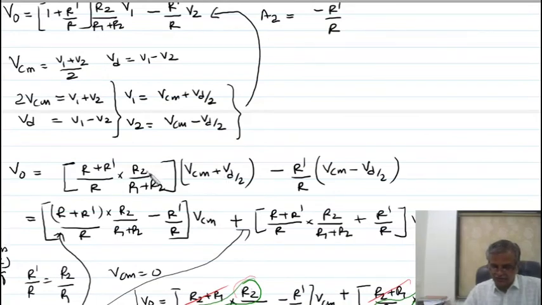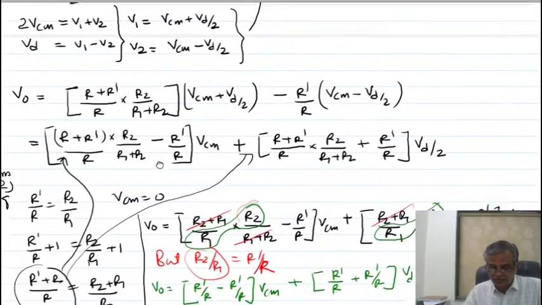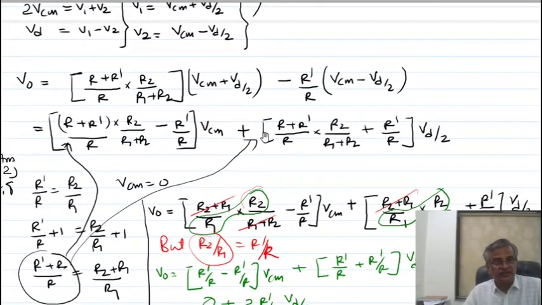Simplify, only simplification you need. Nothing else. Simply put the value, then bring the VCM common, and from these two you have taken VD by 2 as common, and you will get this equation. So this is the first question, find the output voltage, and this is your answer for the output voltage.